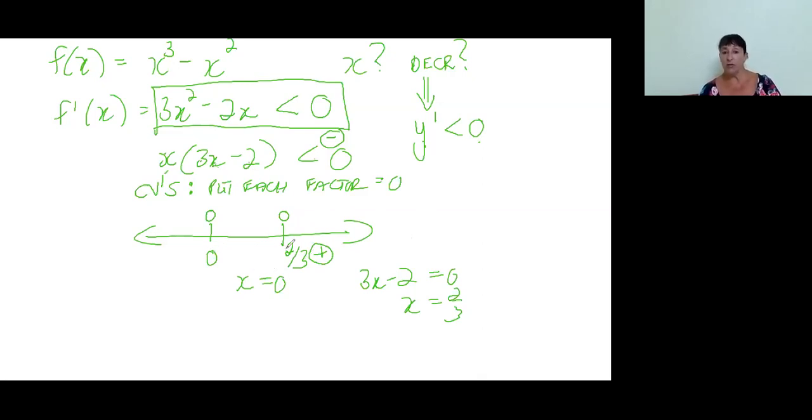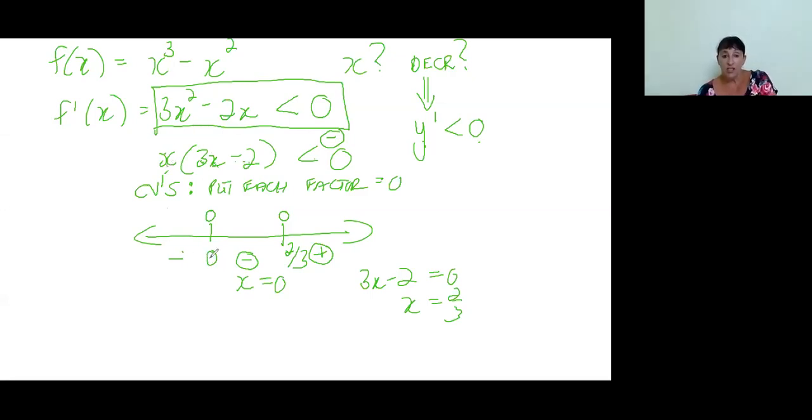Now choose something between 0 and 2/3. So maybe 1/3. 3 times 1/3 is 1. 1 minus 2 is minus 1. So you get a negative answer. And then choose something less than 0, like minus 1. 3 times minus 1 is minus 3. Minus 2 is minus 5. That part is minus, and then times by minus.